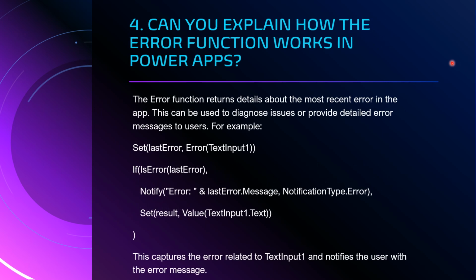Can you explain how the Error function works in Power Apps? The Error function returns details about the most recent error in the app. This can be used to diagnose issues or provide detailed error messages to the users. For example, we can set the last error variable here, and if there is an error in last error, Notify the error message, and the notification type we need to define. Then again we need to call the Set. This captures the error related to the text input and notifies the error message to the end user.